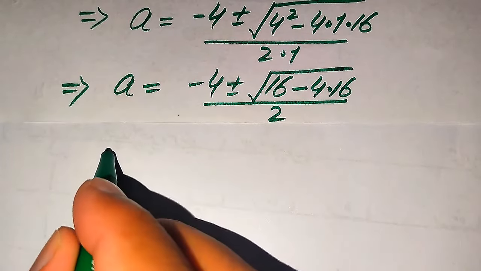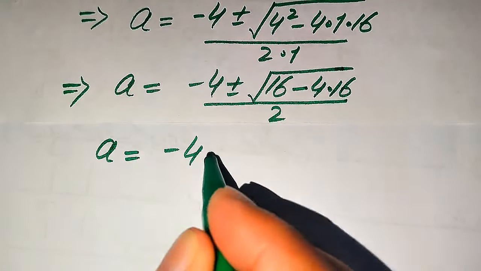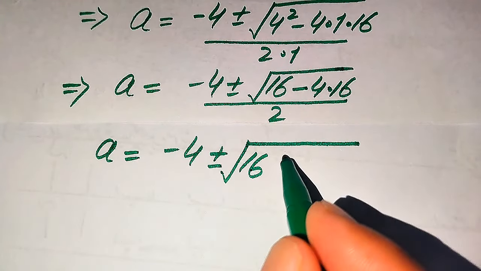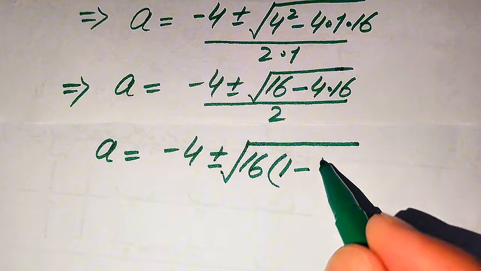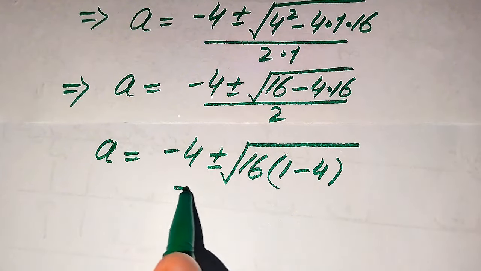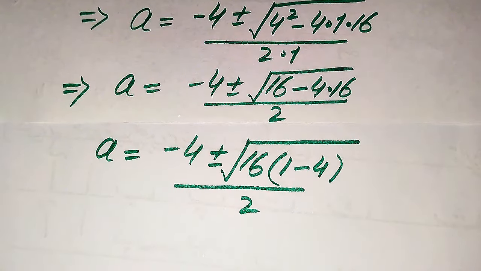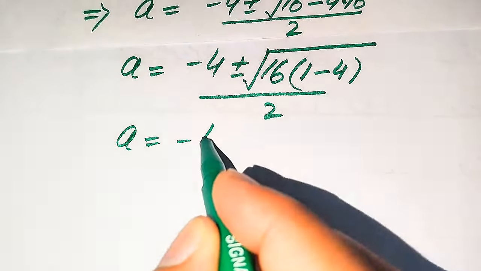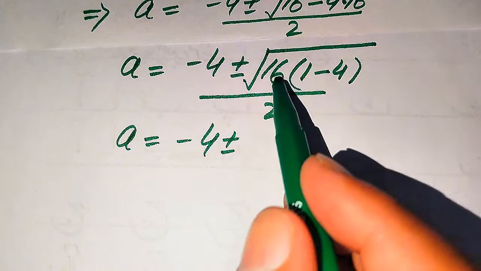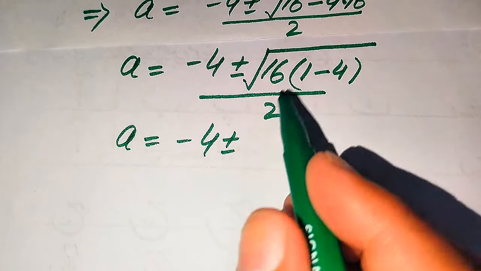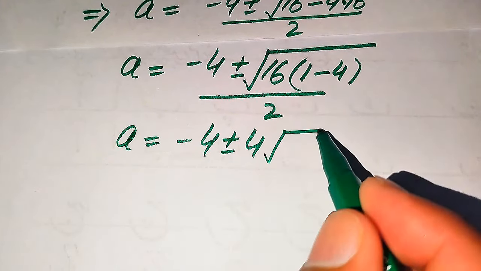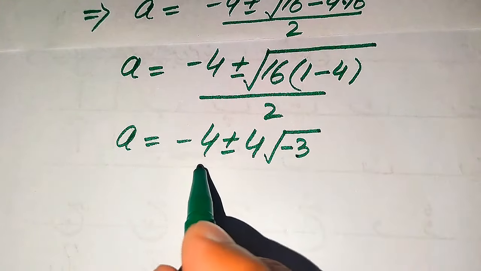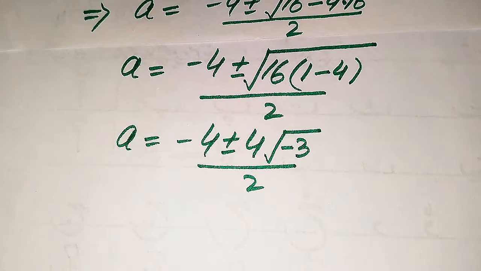And further in the next step we have a is equal to minus 4 plus minus, here we need to take 16 common inside the square root sign. After taking this common, we get 1 minus 4 under the square root, divided by 2. So further we need more simplifications, and here we get a is equal to minus 4 plus minus, here we know that square root of 16 becomes 4 into square root of 1 minus 4, and we know that 1 minus 4 is equal to minus 3, divided by 2.